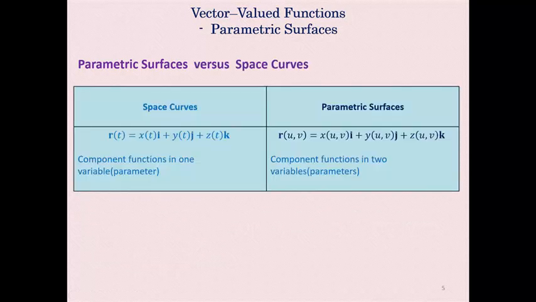Before we look at the geometry of the new representation, let's do a comparison between parametric surfaces and space curves, since they look alike. For the case of a space curve, we have a vector valued function involving one parameter or unknown, little t. But when it comes to parametric surfaces, it's also a vector valued function, but we have two parameters. So we can think of parametric surfaces as a two-variable analog of space curves.